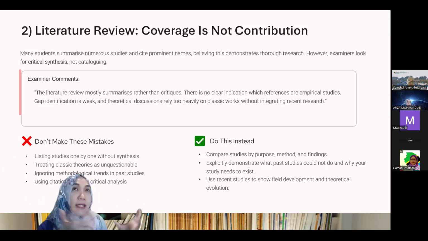If there's no synthesis, there's no examination of what's good and what's not good, merely listing studies one by one and ignoring the methods. You didn't compare the methods used, you didn't compare the findings, and all that. That would be problematic. So what you must do is compare studies by their purpose. What was the purpose or objectives of those studies? Compare and contrast the methods used and the findings. That's where your gap is. You're filling in the gap. This is where you demonstrate what past studies could not do and why your study needs to exist. All right, consistently look at that in your literature review.